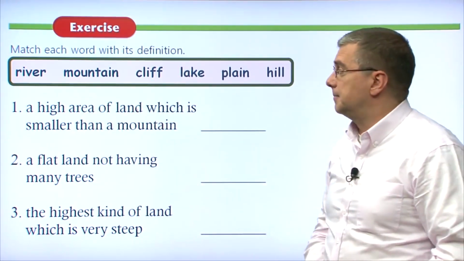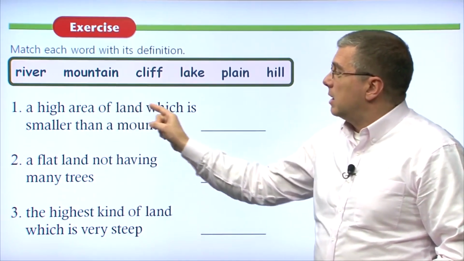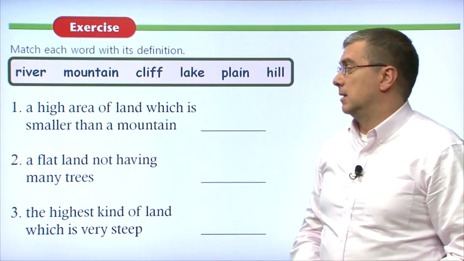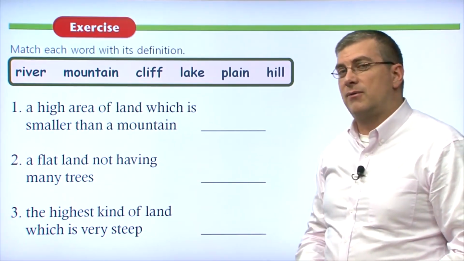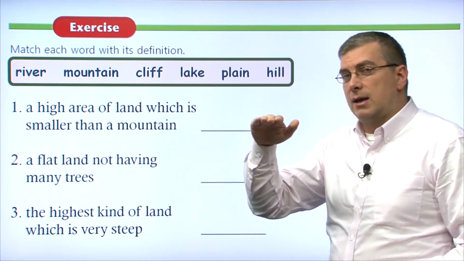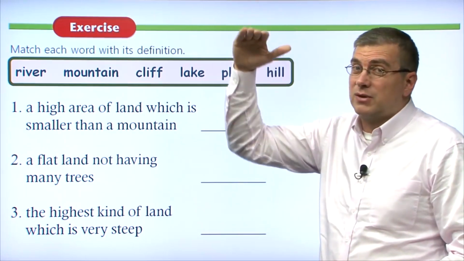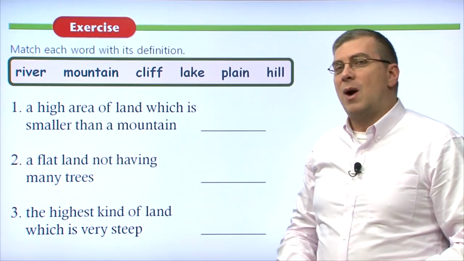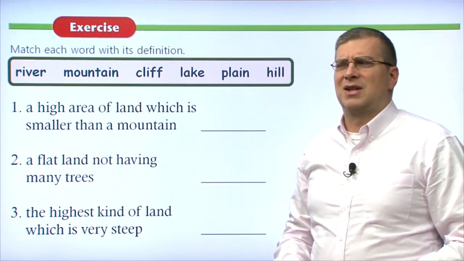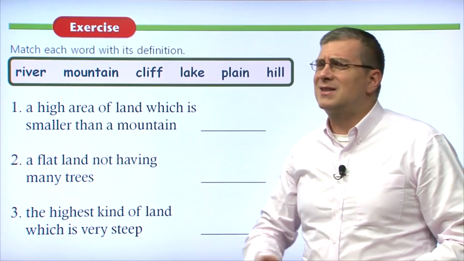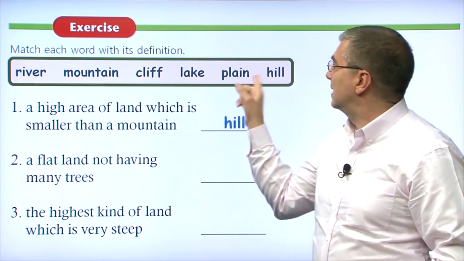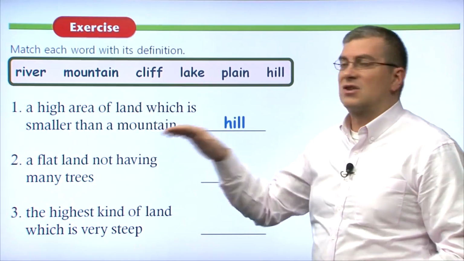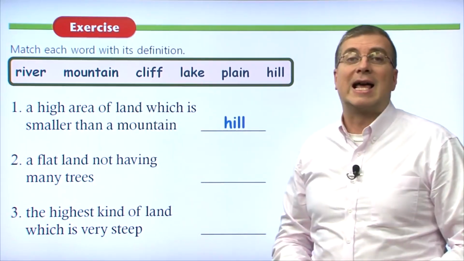Let's start with number 1. A high area of land which is smaller than a mountain. Okay, so we've talked about that before. It's a higher area of land, but it's not as high as a mountain. It's not that big. Remember when I talked about somebody who said, wow, that's a mountain. And the other person said, you call that a mountain? That's not a mountain. It's a hill. And that's our word right over here, hill. Okay, so a high area of land which is smaller than a mountain, we call that a hill.